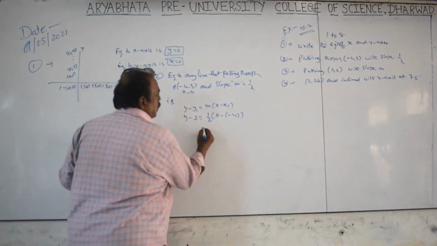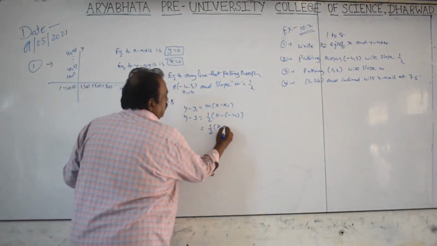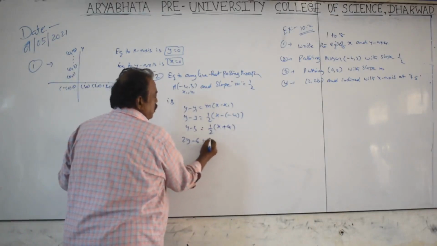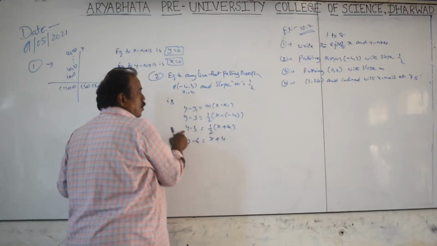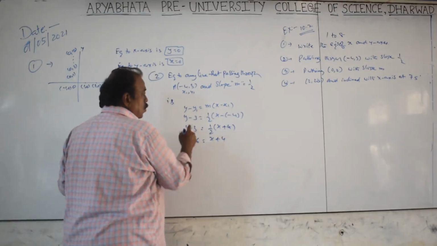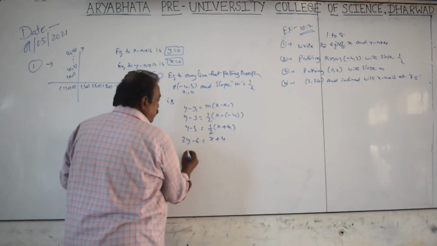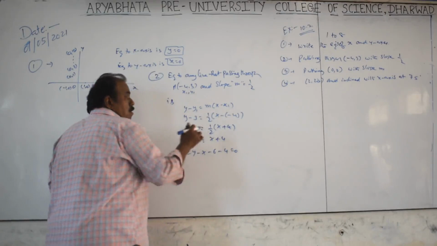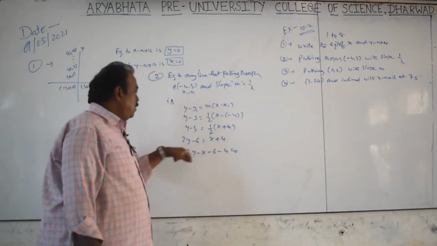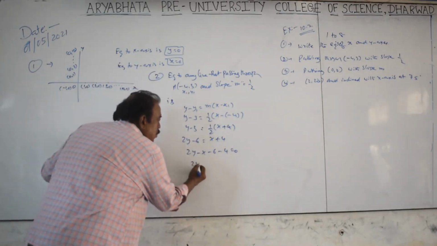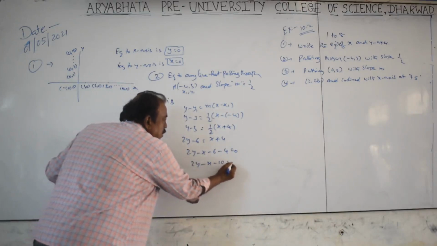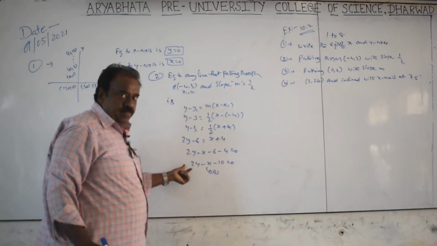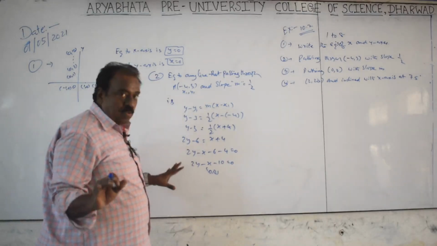Now it is 1 by 2 of x plus 4, y minus 3. It is 2y minus 6 is equal to x plus 4, 2 into y is 2y, minus 2 into 3, which is 6. It is 2y minus x minus 6 minus 4 is equal to 0. Plus 4 comes to this side, minus 4, minus x. This is 2y minus x minus 10 is equal to 0. Or otherwise, it is okay. This is the equation to the required straight line.